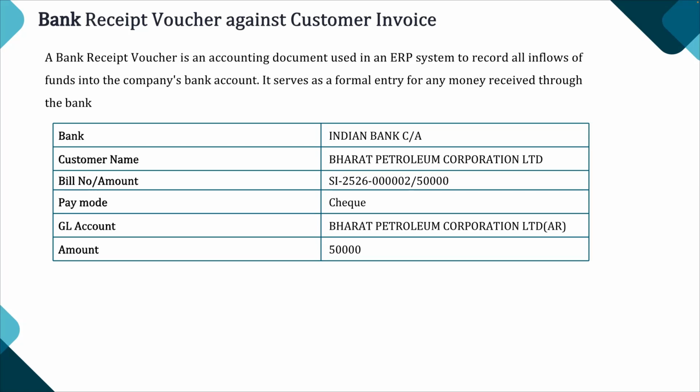Let us take one example. Bank, Indian Bank, current account. Customer name, Bharat Petroleum Corporation Limited. Bill number, SI 2526000002. Amount 50,000 rupees. Pay mode check. GL account Bharat Petroleum Corporation Limited AR.